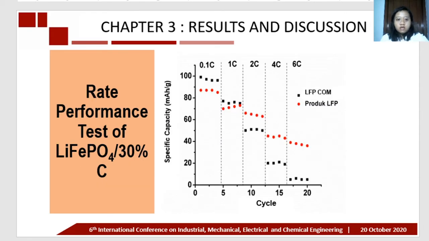And then based on the result of the rate performance test of lithium iron phosphate with 30% carbon, the higher the charge and discharge current, the lower the discharge specific capacity of the sample. This is due to the ability of the lithium ion to move decreasing because of the conductivity and diffusivity in that material. The reduction in the capacity of the lithium iron phosphate with 30% carbon sample is far less than that of commercial lithium iron phosphate. This is due to the high carbon content increasing the conductivity of the material.